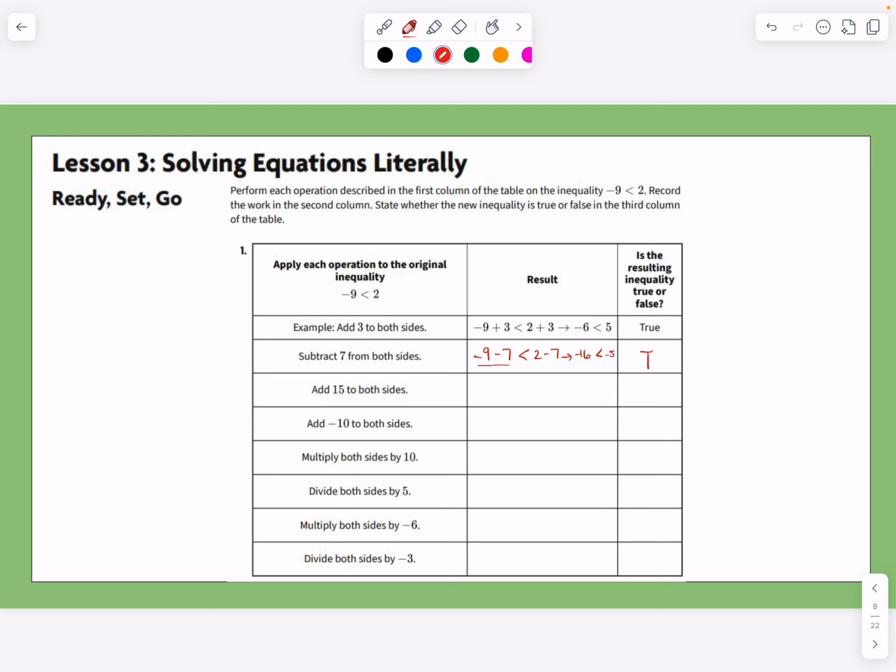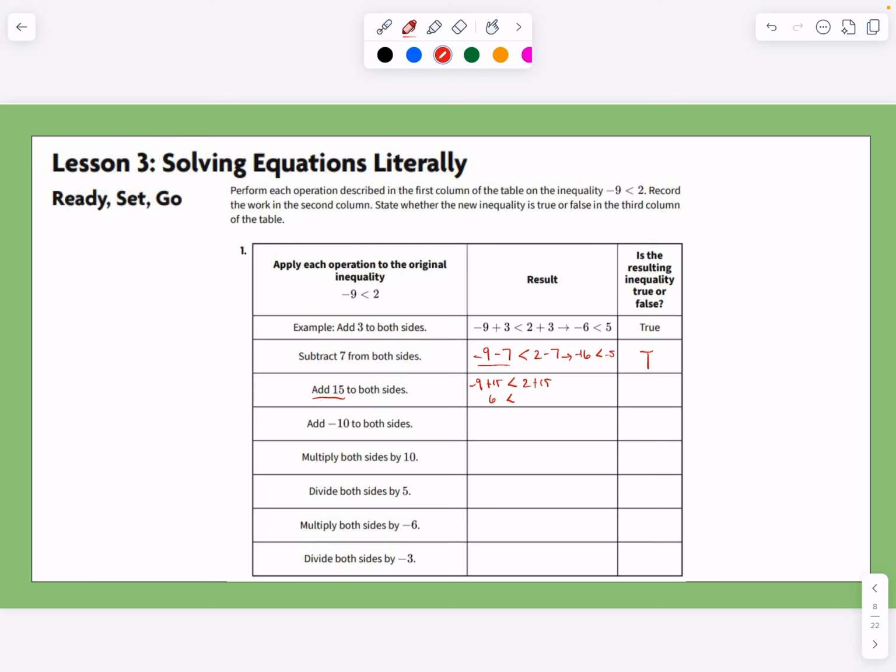So that's what we're doing this whole time. Okay? So for the next one, we take our negative 9, and it wants us to add 15. So we add 15 to it, and then we do our 2 and add 15 to it. So negative 9 plus 15 is going to be a positive 6.